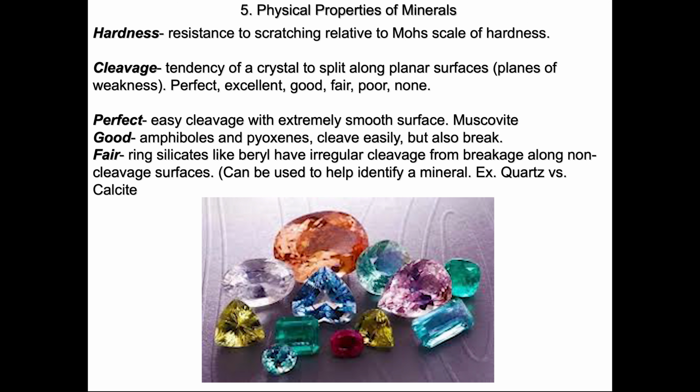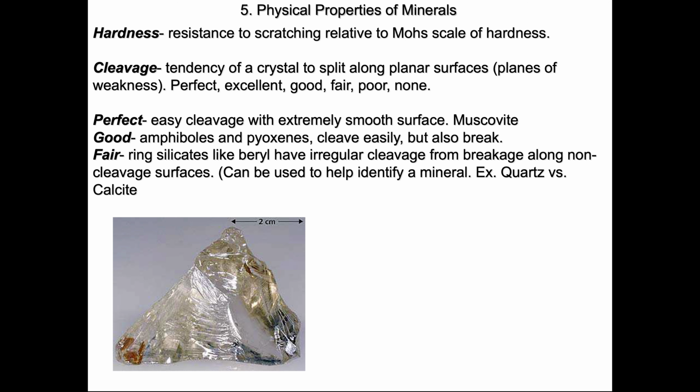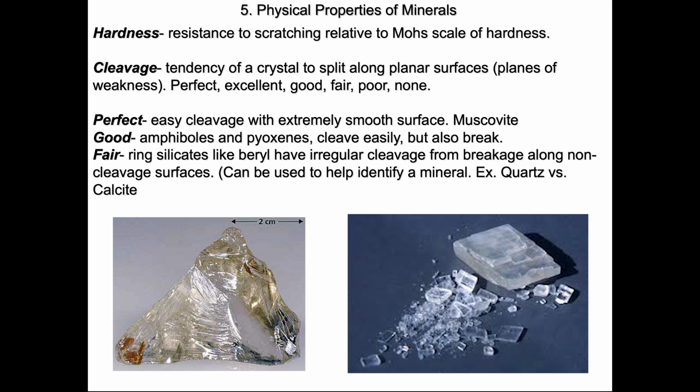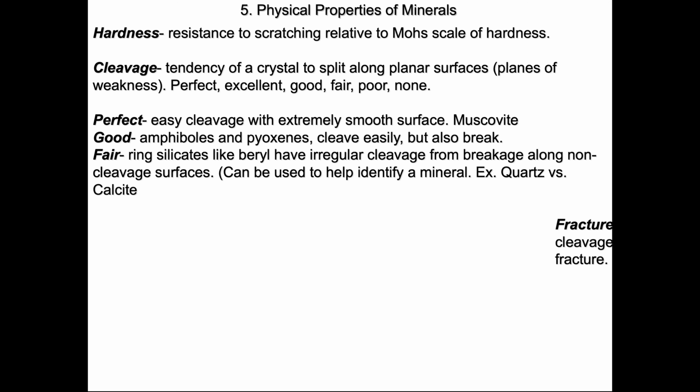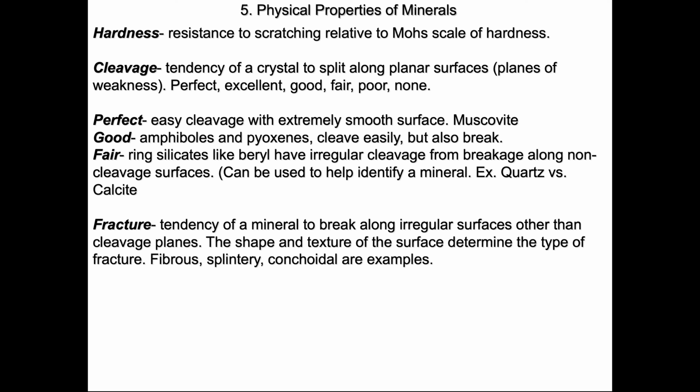It can be used to help identify a mineral, such as quartz, which has a very poor cleavage, and calcite, which has excellent cleavage. A fracture is the tendency of a mineral to break along irregular surfaces other than cleavage planes. The shape and texture of the surface determine the type of fracture. Examples of fracture types include fibrous, splintery, conchoidal, and a few others.